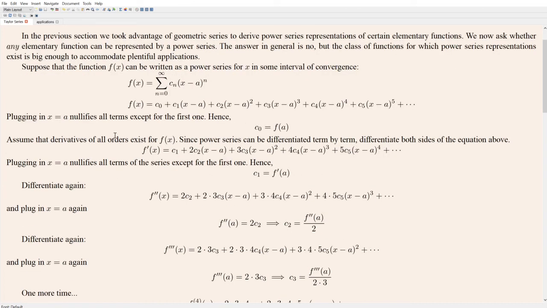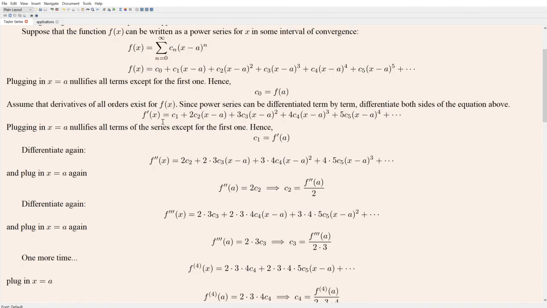All right. Now, let's assume that this function f can be differentiated infinitely many times. Since power series can be differentiated just by applying the power rule to every term, let's go ahead and differentiate this equation and see what happens. So c naught disappears, and everything else is obtained just by taking the power rule. Now if we plug in x equals a again, all of these terms cancel out except for the first one. So c sub 1 is the derivative at a.